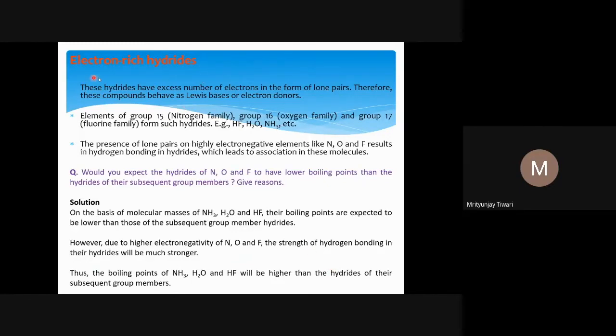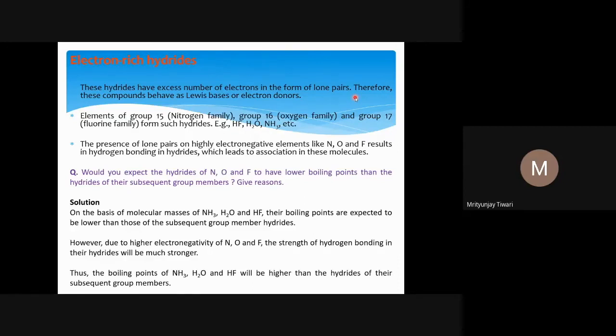Electron rich hydrides. Electron rich hydrides means these hydrides have an excess number of electrons in the form of lone pairs. These compounds already have a complete octet, so the extra electrons available on the central atom are considered lone pairs. Therefore, these compounds act as Lewis bases or electron donors.